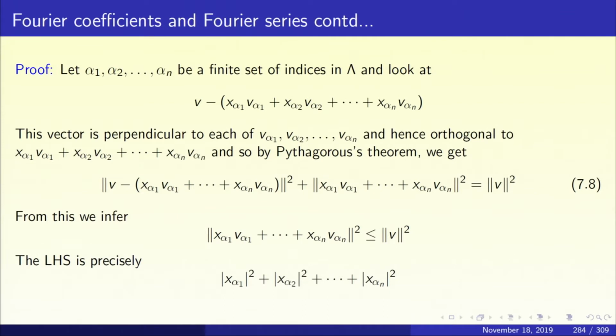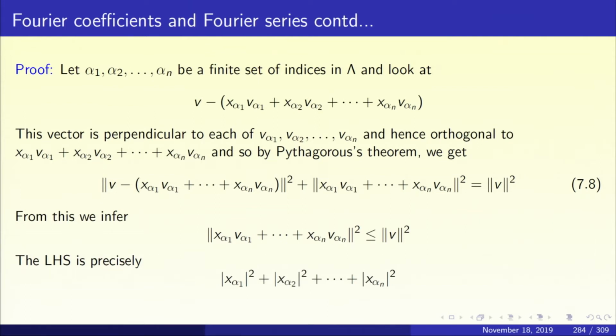Let us calculate the left hand side. X alpha 1 v alpha 1 plus x alpha 2 v alpha 2 plus etc. plus x alpha n v alpha n dot with the same thing, multiply it out. You will get the pure square terms, x alpha 1 squared v alpha 1 dot v alpha 1, but v alpha 1 dot v alpha 1 is 1. So, we will get mod x alpha 1 squared. Similarly, you will get mod x alpha 2 squared, etc. You will get mod x alpha n squared.